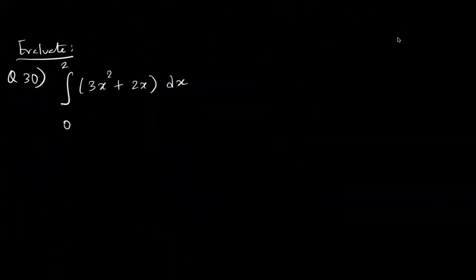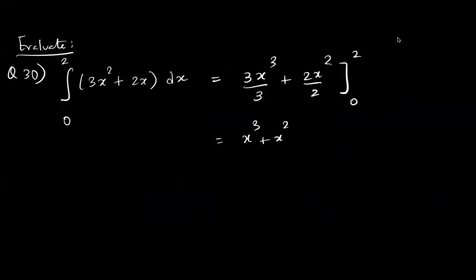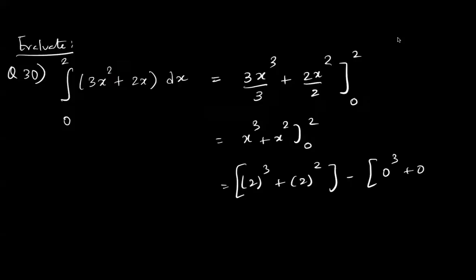Okay, going to evaluate a few definite integrals here. So please follow the steps. Okay, so the first thing, apply the power rule. So I have 3x cubed over 3 plus 2x squared over 2. Then I simplify, which is x cubed plus x squared between these two limits. Apply the upper limit first minus the lower limit. So this is 8 plus 4 is 12, and that's my answer.